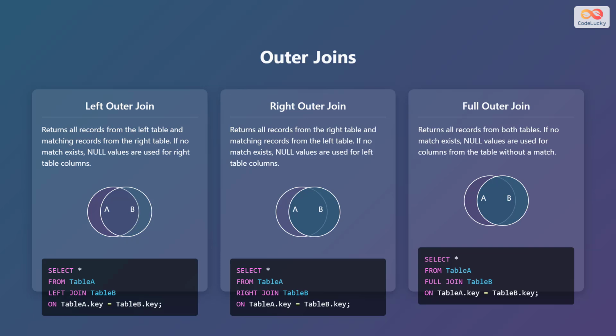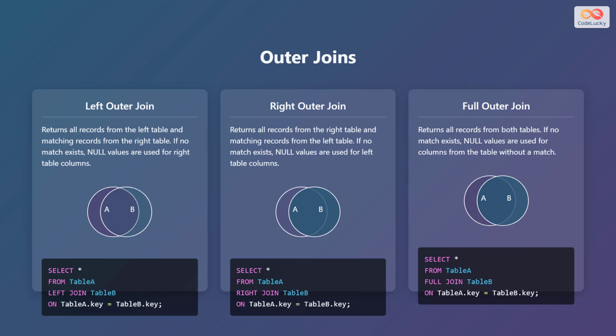A right outer join returns all records from the right table and the matching records from the left table. If no match exists, null values are used for the left table columns. The SQL code is: select * from Table A right join Table B on Table A.key = Table B.key.